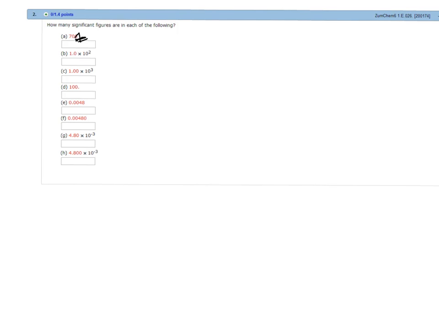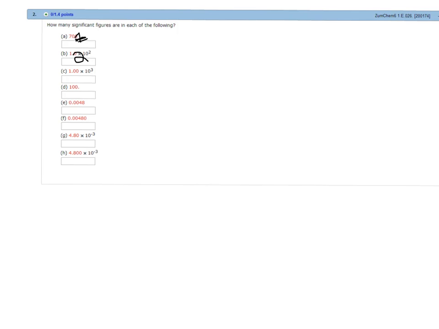The next one, part B, 1.0 times 10 to the second. The exponent, the 10 to the whatever the exponent is, does not affect the significant figure count. What we're looking at is the 1.0. And since there's a 0 at the end of the number and to the right of the decimal point, that is a significant 0. And of course the 1 would be significant since it's a non-zero digit. So in this number we have two significant figures.